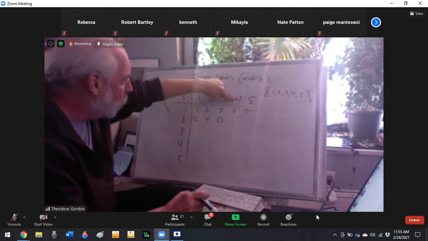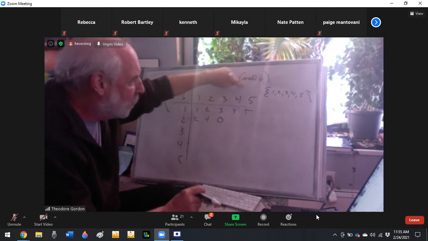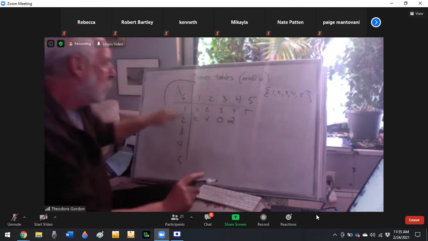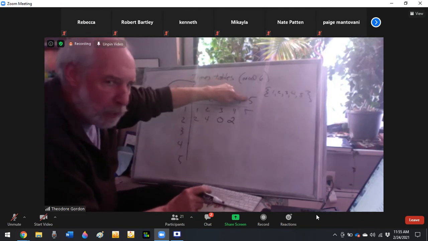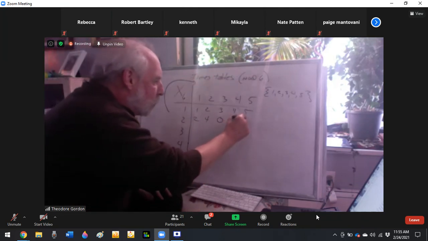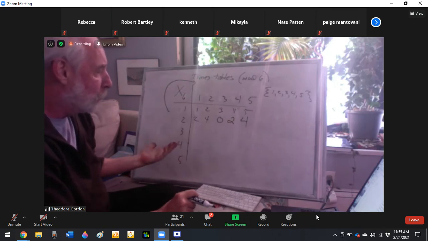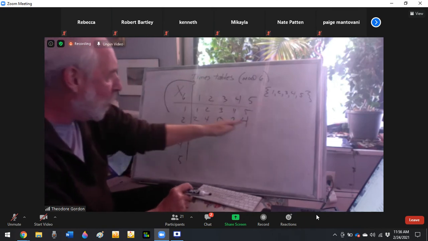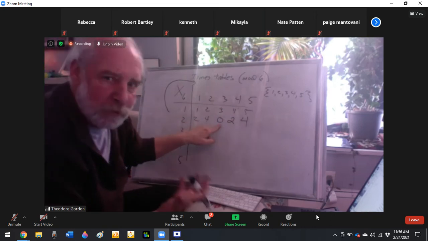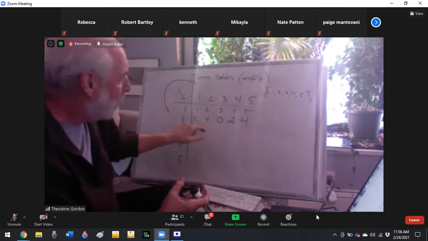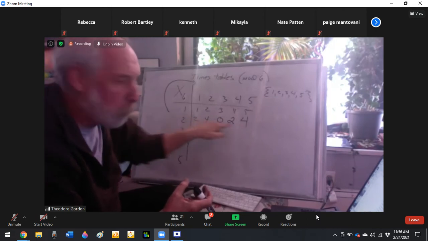2 times 4 is 8. Divide by 6 and you get a 2. 2 times 5 is 10. Divide by 6 and you get a 4 as a remainder. So here's what happened. 1, 3, and 5 are missing. We have the 0 that we don't even have. And the numbers 2 and 4 showed up twice on that row.